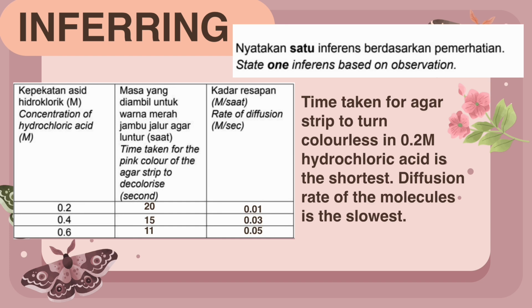You can also use 0.6 molar. If you use 0.6 molar, your answer would be the time taken for agar strip to turn colorless in 0.6 molar hydrochloric acid is the longest. Diffusion rate of the molecule is the fastest.